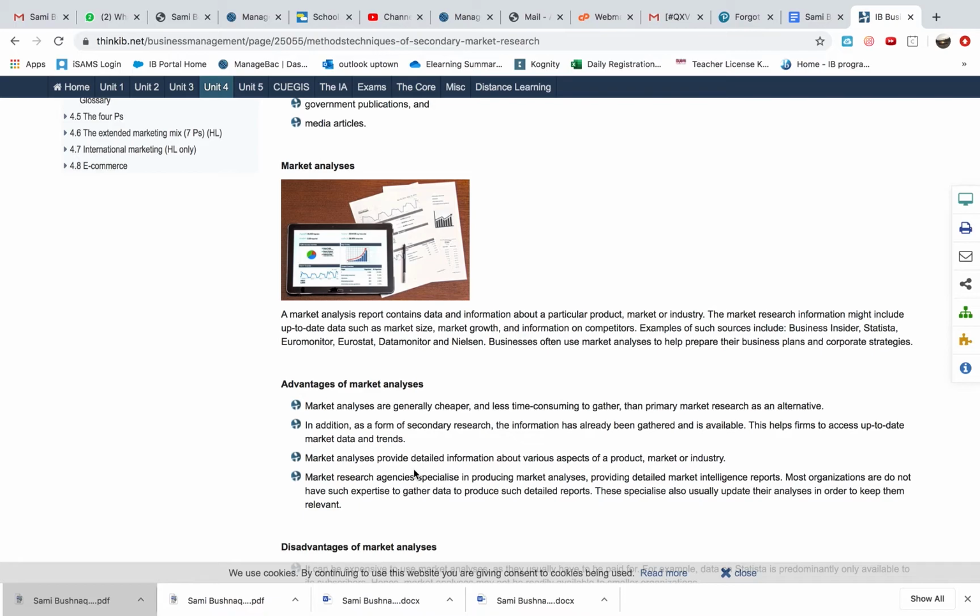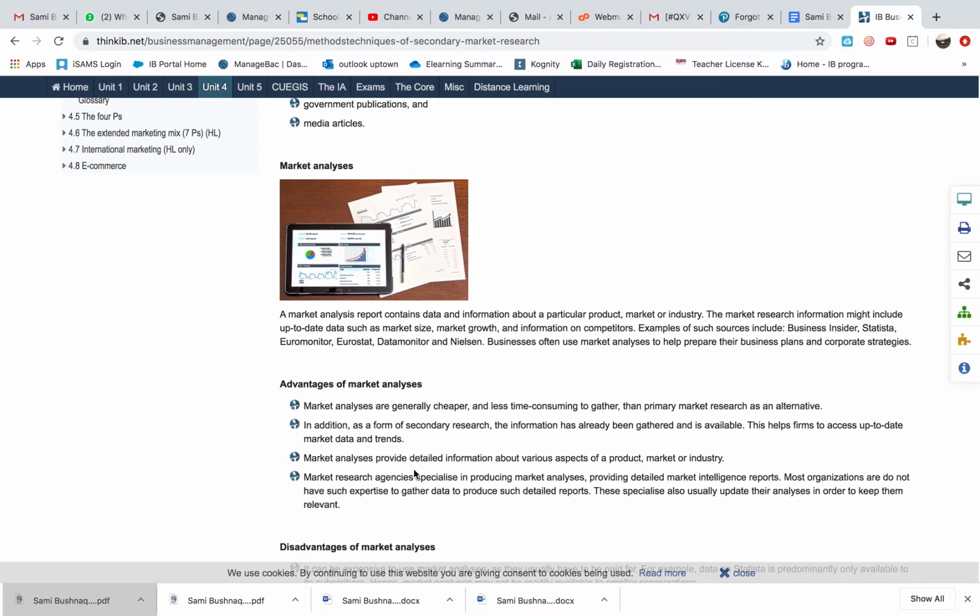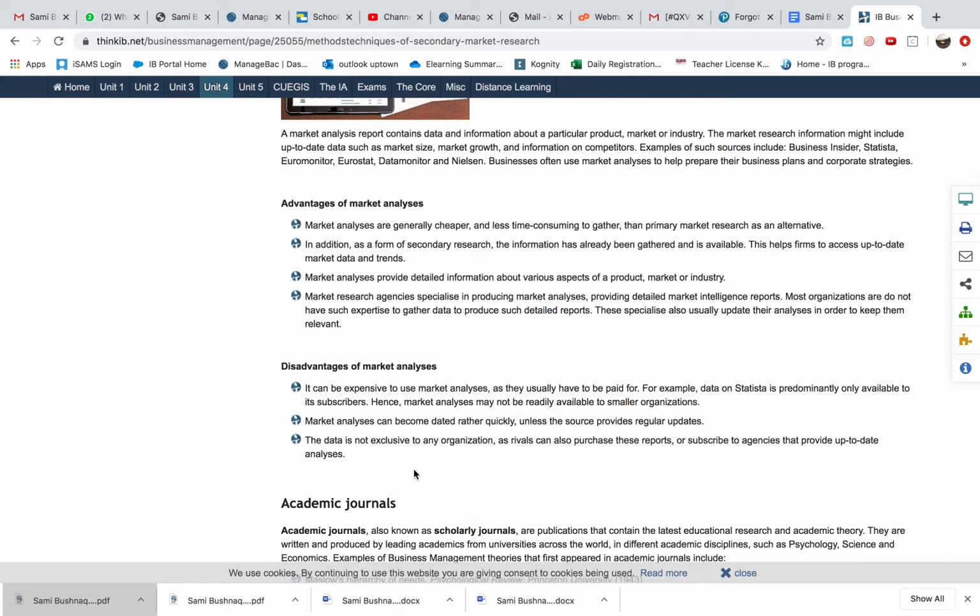Market analysis also provides detailed information on various aspects of a product, market, or industry, so you can get a lot of good details out of it. Market research agencies specialize in producing market analysis. So these guys know what to ask and where to look. Unlike you, who might be very new at research, so when you do primary research, you might screw up the questions. These guys know exactly where to look. Most organizations do not have expertise to gather data, unlike these big marketing research companies.